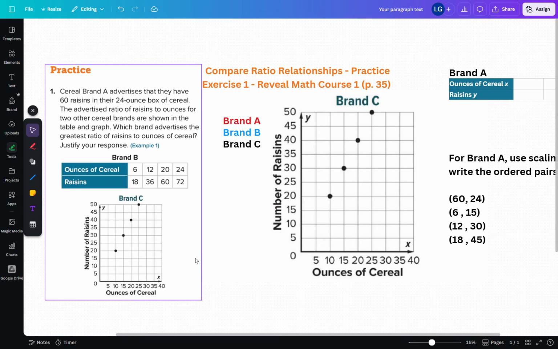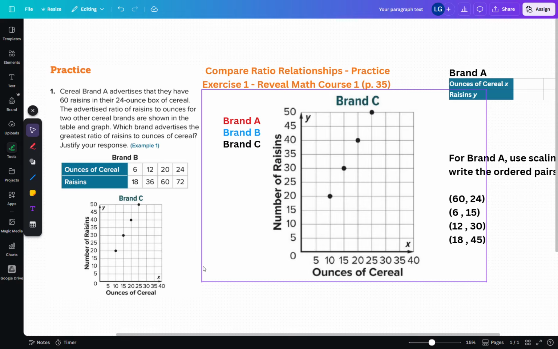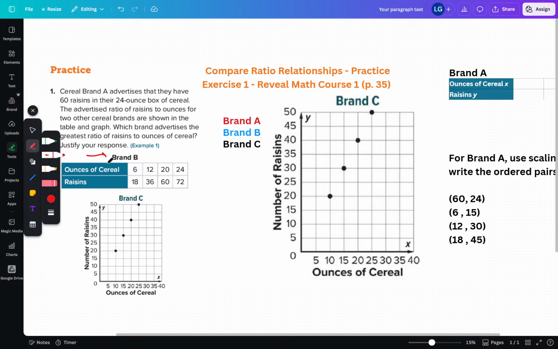It says cereal brand A advertises that they have 60 raisins in their 24-ounce box of cereal. The advertised ratio of raisins to ounces for two other cereal brands are shown in the table for brand B and graph for brand C. The question is, which brand advertises the greatest ratio of raisins to ounces of cereal? Justify your response.